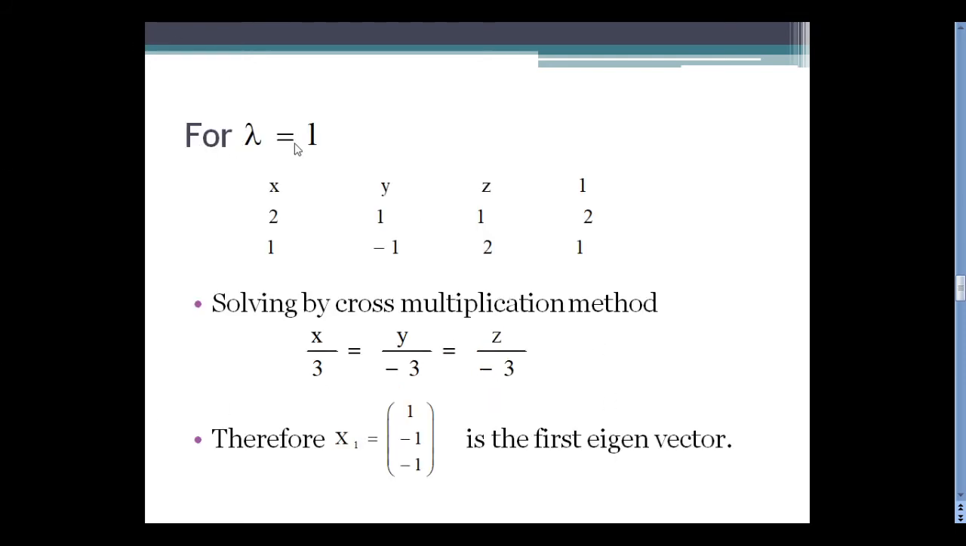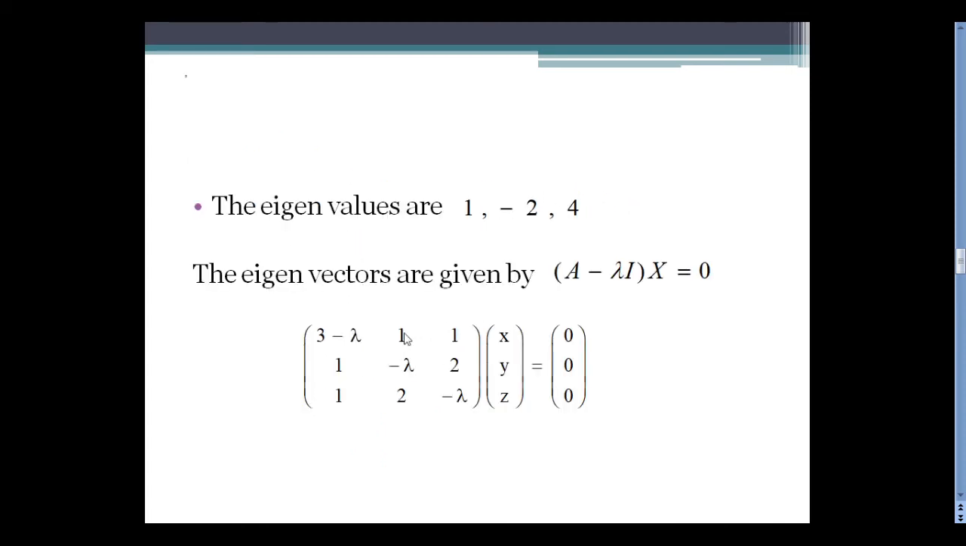Now for the first eigenvalue lambda equal to 1, we take all the coefficients of the first equation and second equation. Put lambda equal to 1 in this matrix. We get 2, 1, 1, 1, minus 1, 2, 1, 2, minus 1. On multiplying with x, y, z, we get 3 different equations.